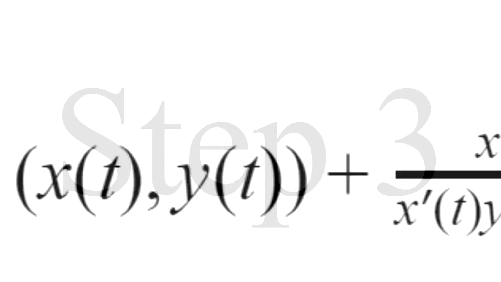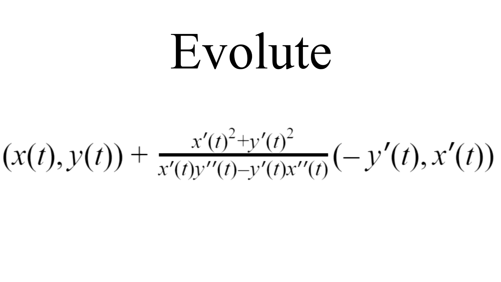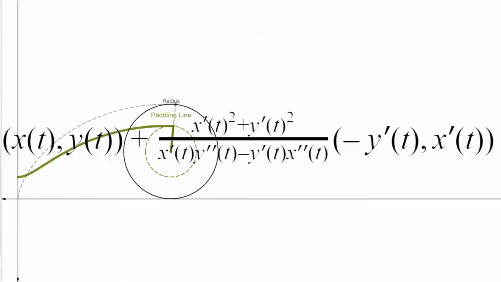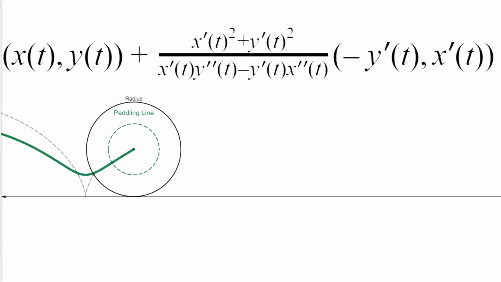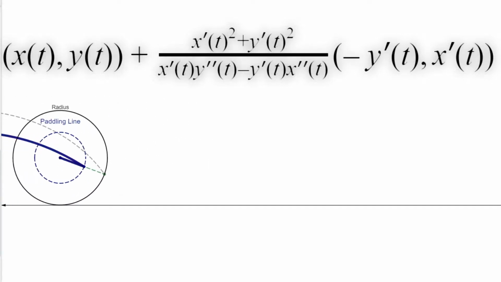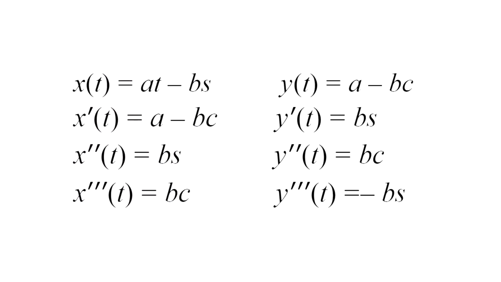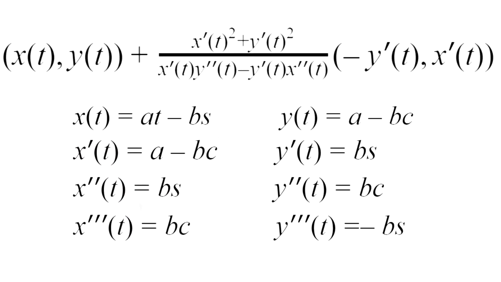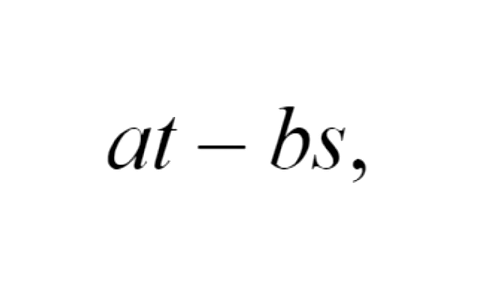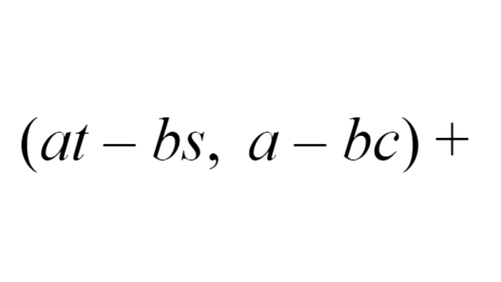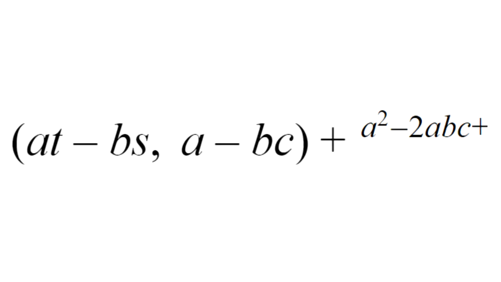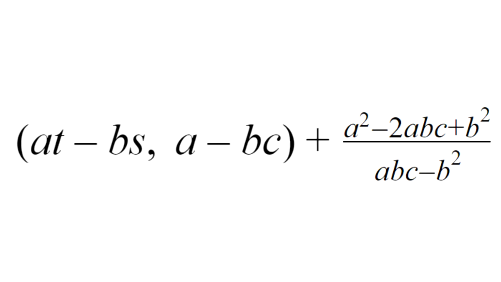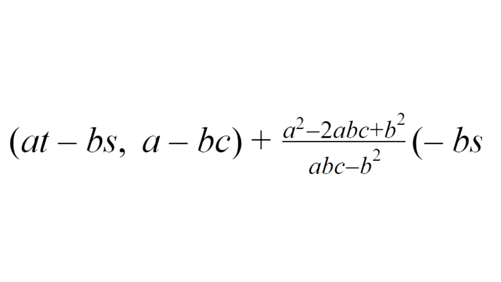This is a step with a parameter that represents the evolute of a curve. And to specify that we want the trochoid's evolute, we need to replace every prime term to each of the components and primes of the trochoid parameter. Long story short, replacing every prime will get us to the parametric expression of at minus bs, comma a minus bc, plus a squared minus 2abc plus b squared all over abc minus b squared times negative bs, comma a minus bc.